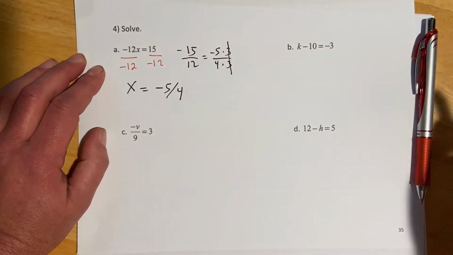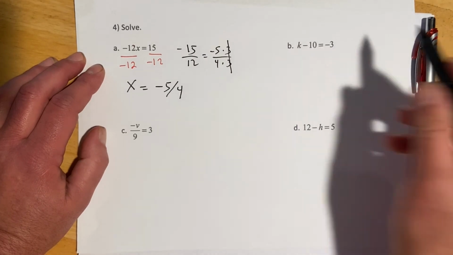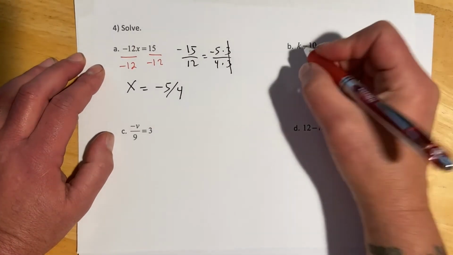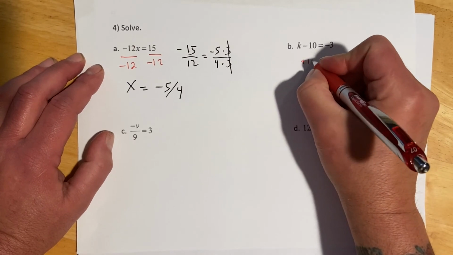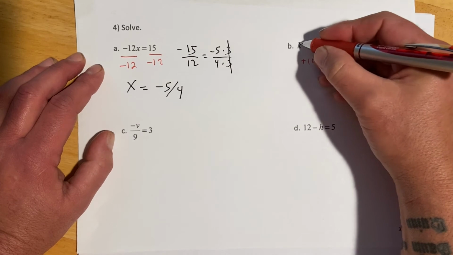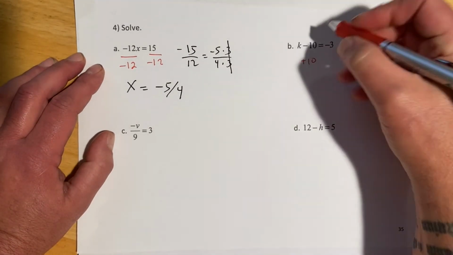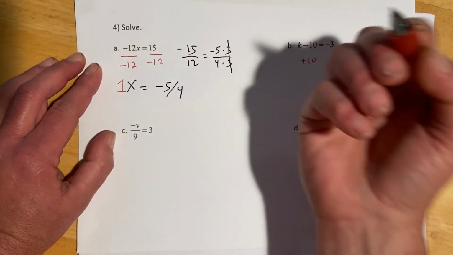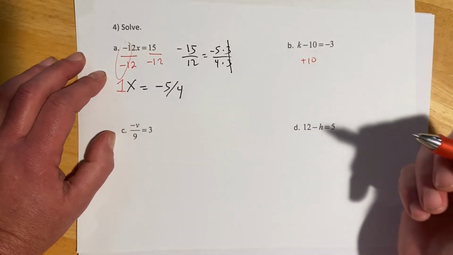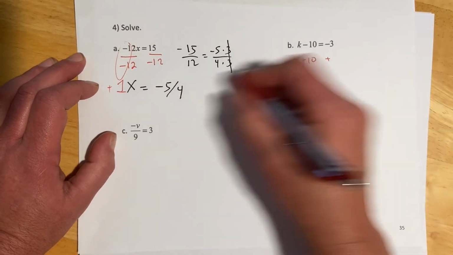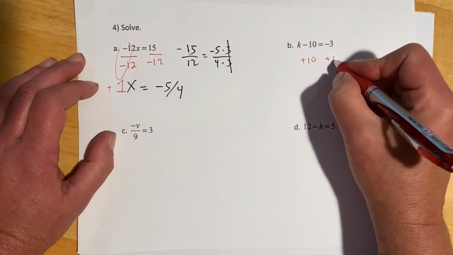This time we have k minus 10 equals negative 3. This one is a subtraction, so we're still going to undo that with addition. The reason we're not doing anything different with the sign there is that we're trying to come up to 0. We want this to be k plus or minus nothing, so we want this to be 0, so we're using opposite signs. Here we wanted this one to be a 1x, so that's why I use the same sign, so that it comes out positive instead of negative. That's the only difference in this section from the last one.